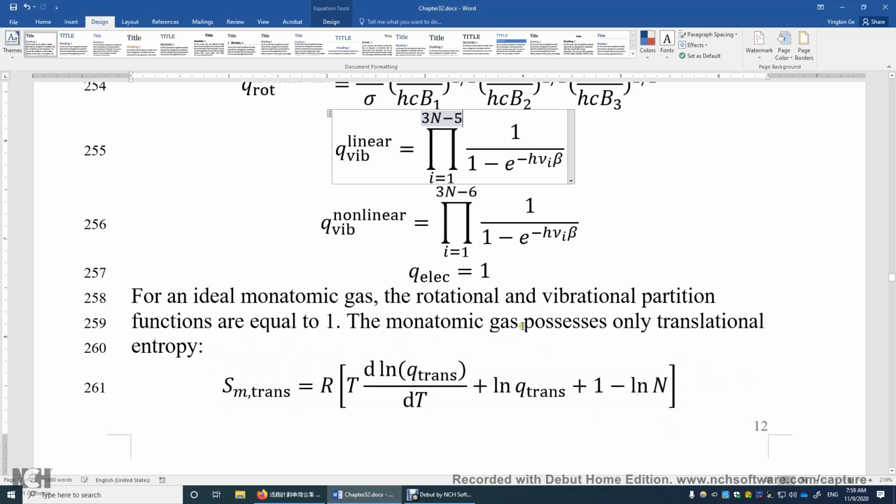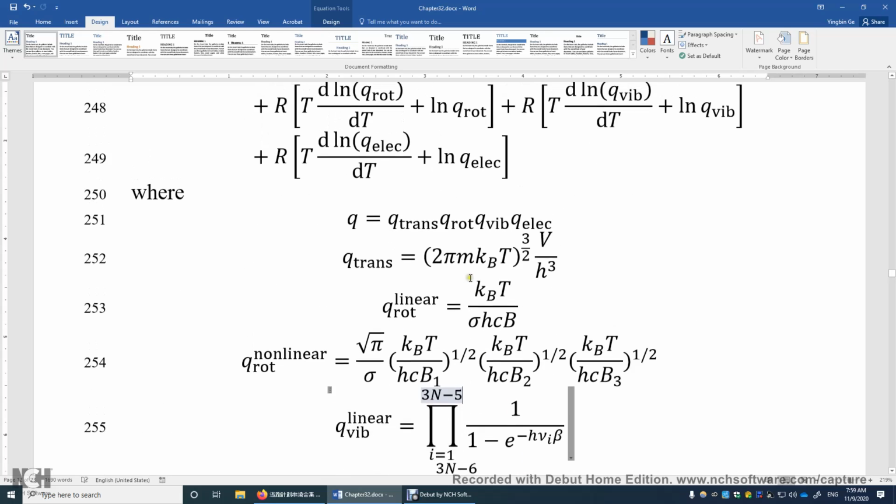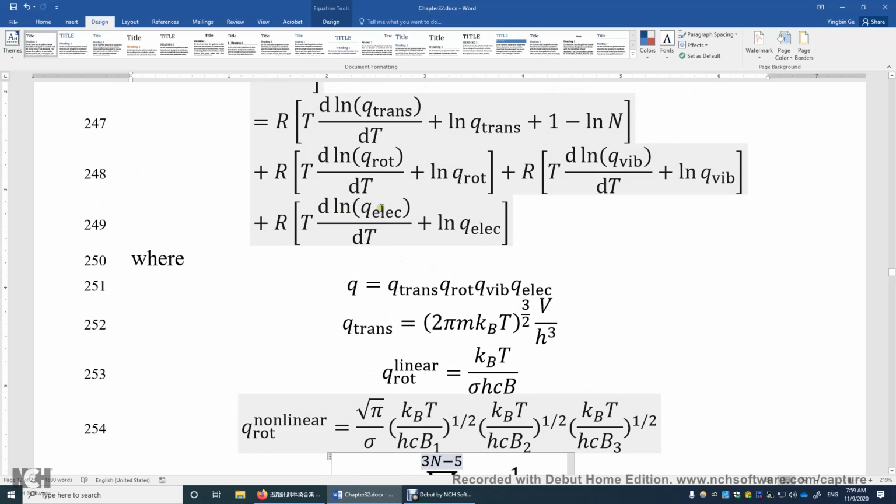So over here, what about electronic entropy? If you look at this, q electronic is 1. You can just plug it in here. Ln 1 is 0, Ln 1 is 0. So electronic entropy is simply 0. All right? Electronic entropy is simply 0, because if you plug in 1 here and 1 here, it's just 0.